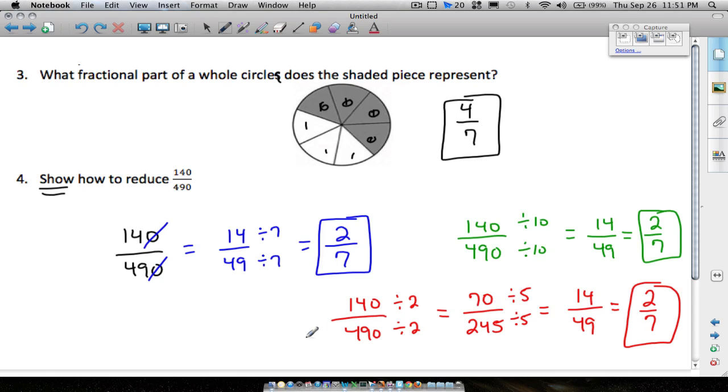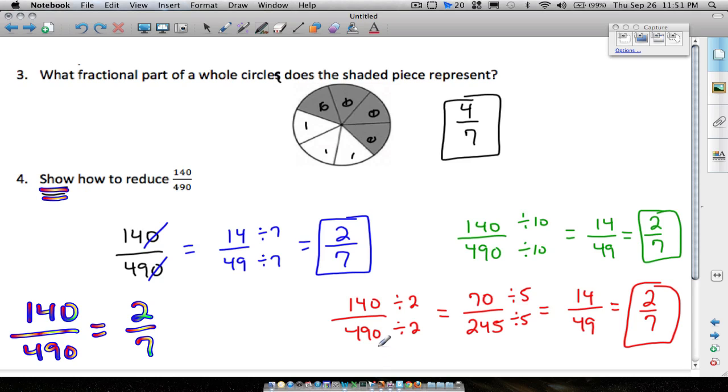I want to see some thought process. I don't want to see this. If I see this on the test, throwing some stuff out there, if you do this, this is what I'm going to assume. If I see 140 over 490 and I see you write 2/7 and I don't see any of this, you're going to get partial credit. You're not going to get full credit for the problem. I want to see the work. Show how to reduce that.